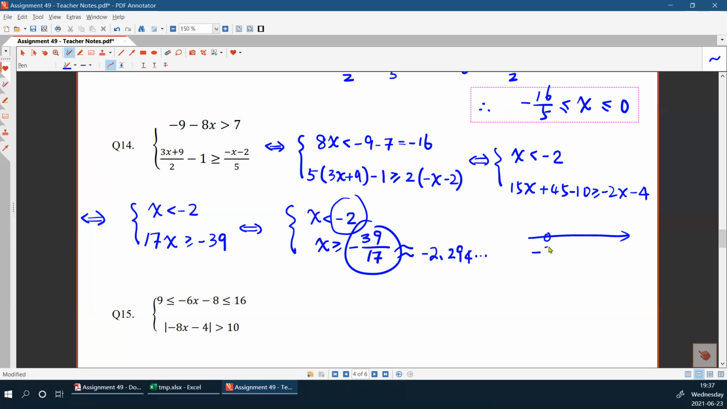Okay, so here is minus 39 over 17, and here is minus 2, right? The solution says x should be larger than minus 39 over 17 and smaller than minus 2. So the final solution is x should be greater than or equal to minus 39 over 17 and smaller than minus 2. This is our final solution. All right, any questions?